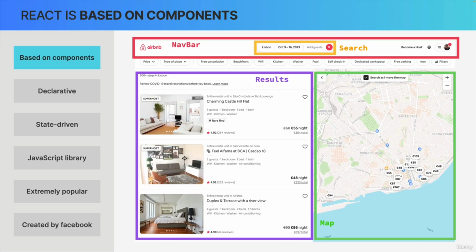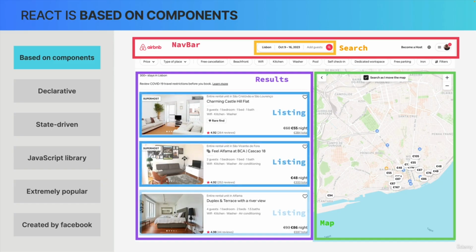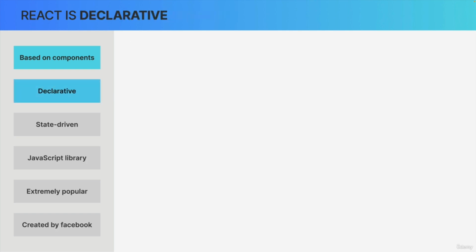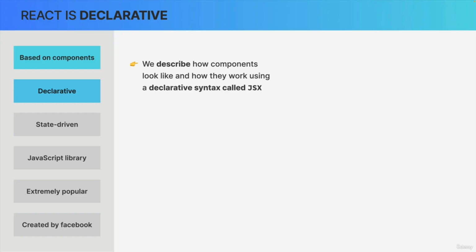Now another thing that we do with components is to reuse them. For example, here in the results panel, there are multiple listings that look quite similar, and so we can create a listing component and then reuse it 3 times here, simply adjusting the data a little bit. Now, since we build complex UIs by combining multiple components, each component must have all the information about what it looks like, right? So, in order to describe what each component looks like and how it works, we use a special declarative syntax called JSX.